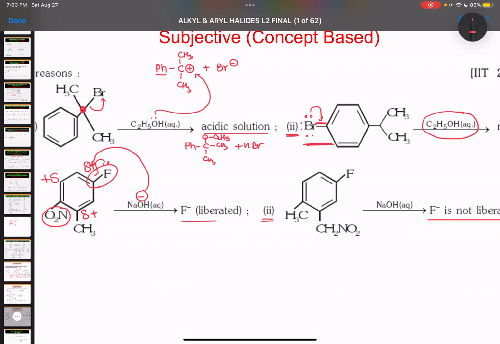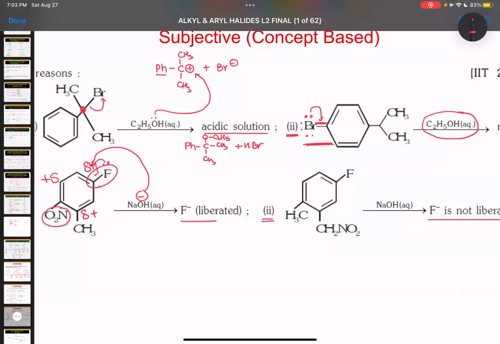Though the NO2 group is there, is it helping the F minus to come out? Is it participating in the resonance with the benzene ring? That you have to think. No, NO2 is not helping.